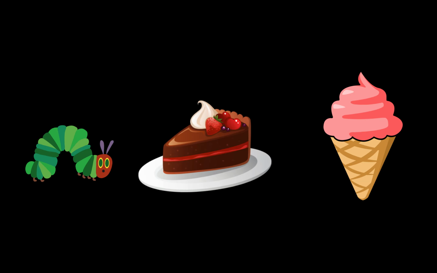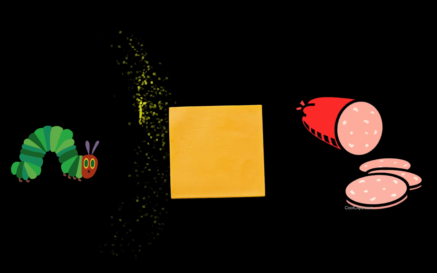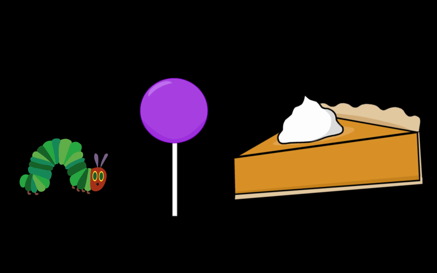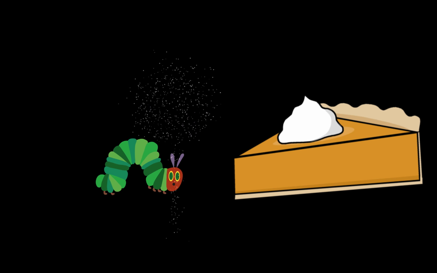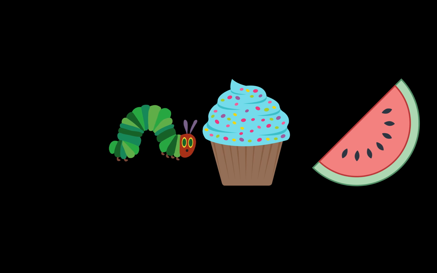On Saturday, he ate through one piece of chocolate cake, one ice cream cone, one pickle, one slice of Swiss cheese, one slice of salami, one lollipop, one piece of cherry pie, one sausage, one cupcake, and one slice of watermelon.